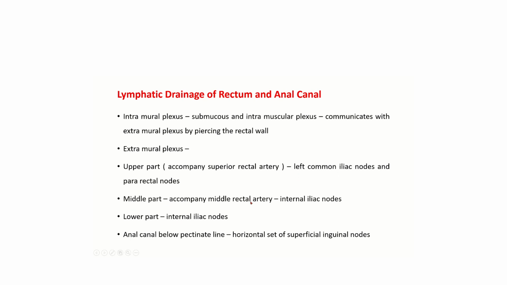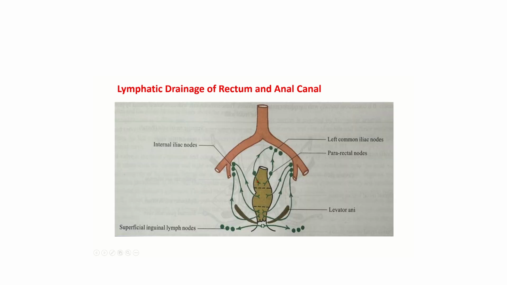The middle part accompanies the middle rectal artery and drains into internal iliac nodes, and the lower part drains into internal iliac nodes. Anal canal below the pectinate line will drain into the horizontal group of superficial inguinal nodes. You can see here from the upper part common iliac nodes, from the middle part into the internal iliac nodes, and you can also see a few pararectal nodes interfering with the upper part, and even the lower part goes to the internal iliac nodes, and below the pectinate line you can see it is going to superficial inguinal lymph nodes.